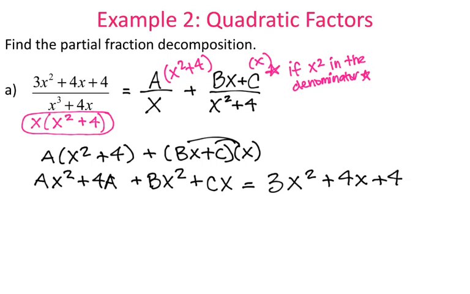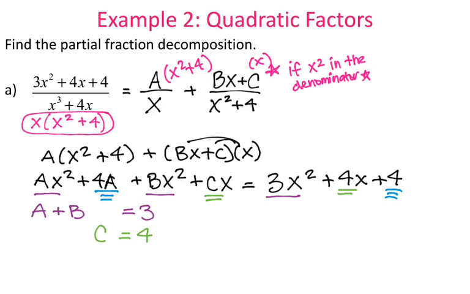And now I'm going to look for my like terms. So I'm going to start by looking for my x squares. So I have Ax squared, Bx squared, and that's supposed to equal 3x squared. So I have A plus B equals 3. For my x's, I have Cx equals 4x, so C equals 4. And then finally, for my constants, I need another color, blue. That should equal 4. So I have 4A equals 4.